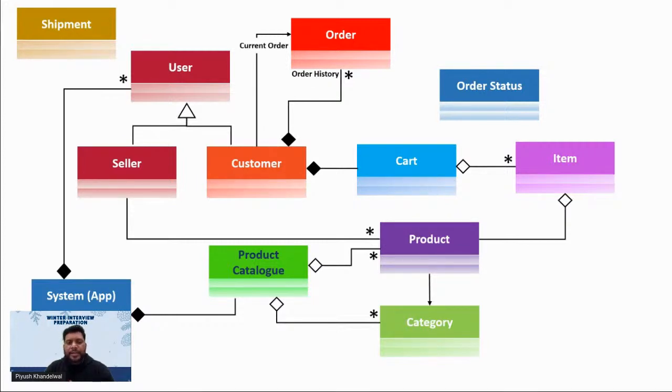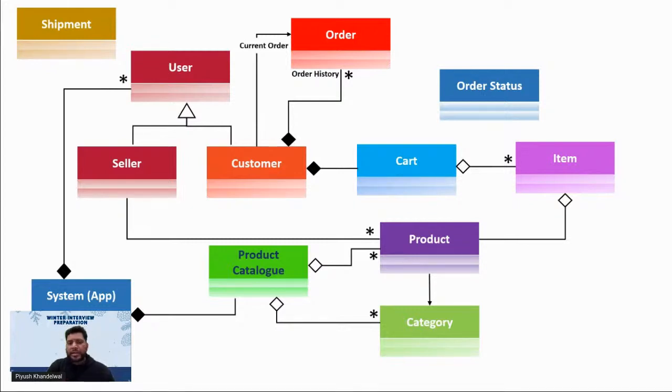I am telling you there is no relationship between cart and product, because a cart does not contain products. A cart will contain the item only. An item consists of a product. So when you are adding something to a cart, you are adding an item to the cart. You are not adding a product. Let me tell you about the item-product relationship.